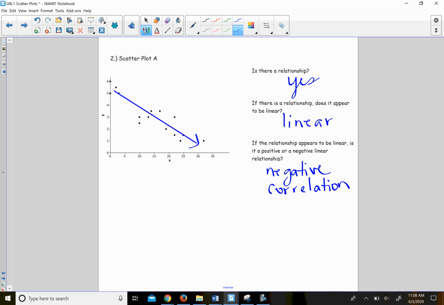Part of the reason this is pointing down is why it's negative. But if I look at this, as I go from left to right, the X values are increasing. But at the same time as X is increasing, look what happens to Y. It's actually decreasing. It's getting lower and lower. So they're doing opposite things. As X goes up, Y goes down. That's a negative relationship. They're not doing the same thing.